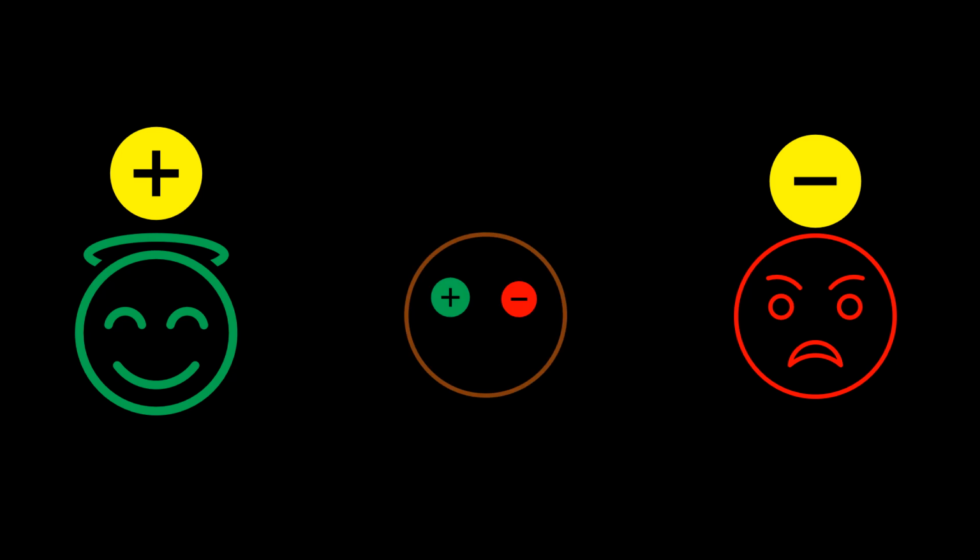Some objects have more positive charges than negative charges, and we say that they are positively charged. Some objects have more negative charges than positive charges, and we say that they are negatively charged. When an object has an equal number of negative charges and positive charges, we say that it is neutral.